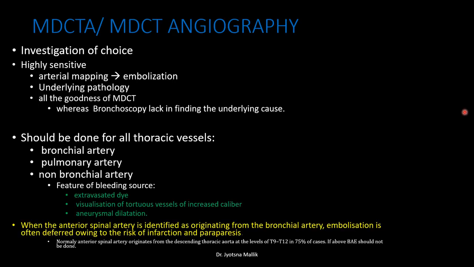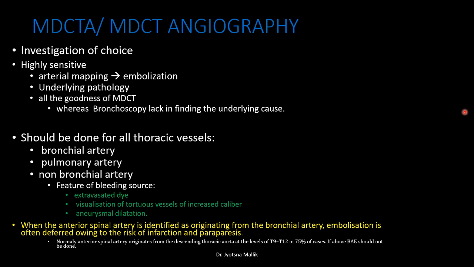Instead of doing a multi-detector CT scan, it is better to go for multi-detector CT angio, and it is basically the investigation of choice, because it does arterial mapping, meaning from where the artery is arising and what its course is, where it is narrow, where it is bleeding, where it is hypertrophied, and so it is easy to embolize the vessels on this roadmap. Along with the angiographic mapping of the artery, it has all the goodness of multi-detector CT scan, meaning it will also tell us about the pulmonary parenchyma as well as the airways.